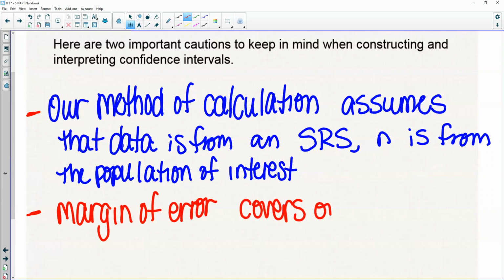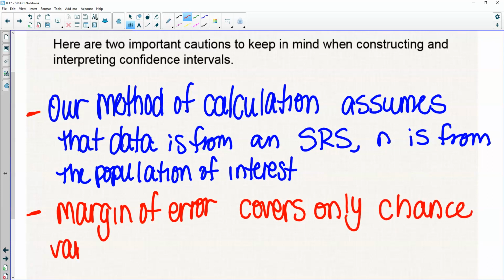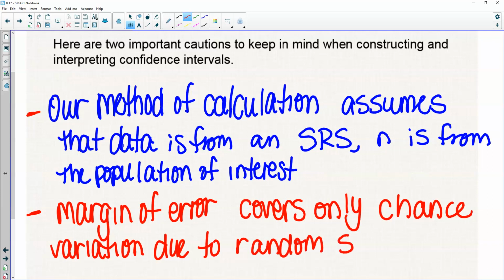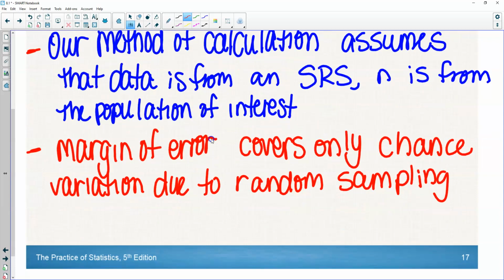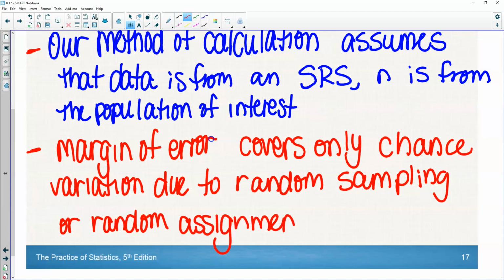The margin of error covers only chance variation due to random sampling or random assignment. It's not going to cover bad sampling procedures, like undercoverage or convenience sampling, things like that. You're not able to just change your margin of error to adjust to those things, because you shouldn't be doing a confidence interval in the first place if you don't have a simple random sample with random sampling or random assignment.